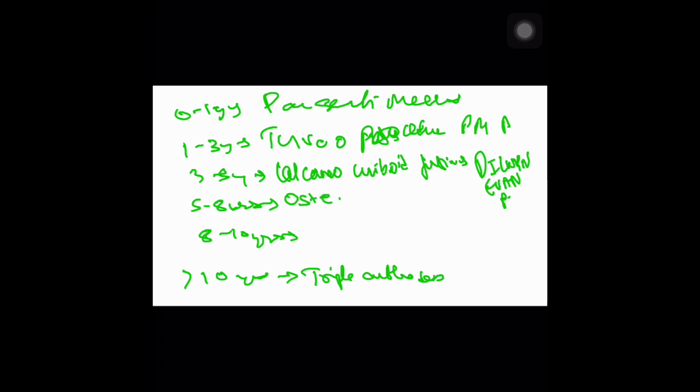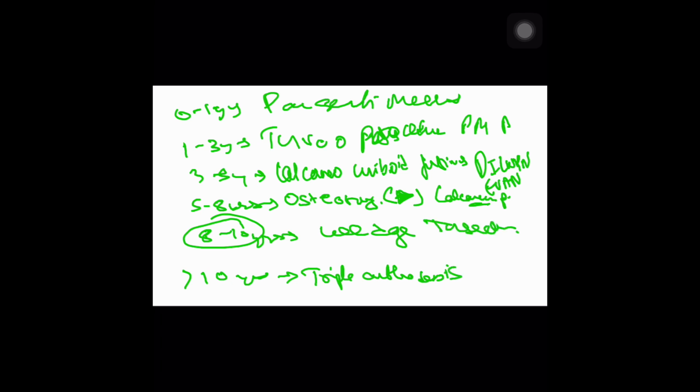And for 5 to 8 years, you are going to go for osteotomy. That also is a wedge osteotomy, like a wedge. And where are you going to cut? You are going to cut towards the calcaneum. And for 8 to 10 years, you are going to do wedge tarsectomy.